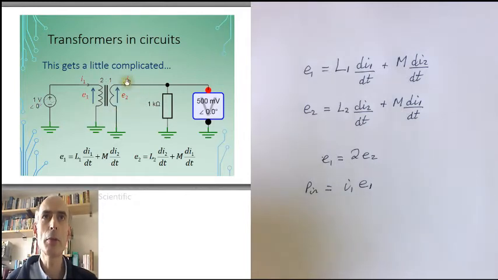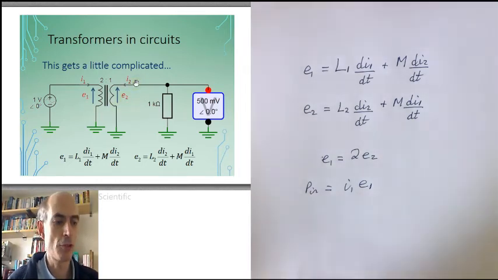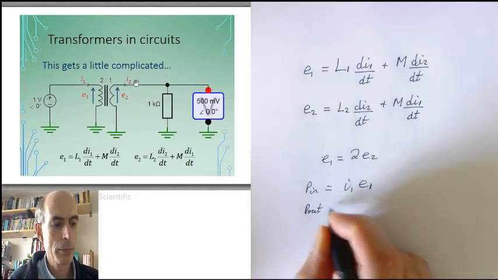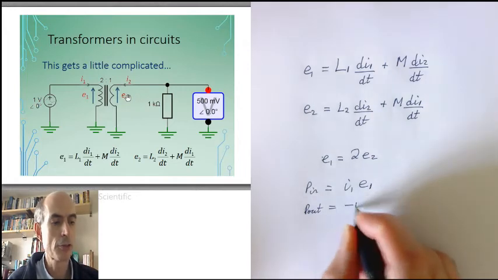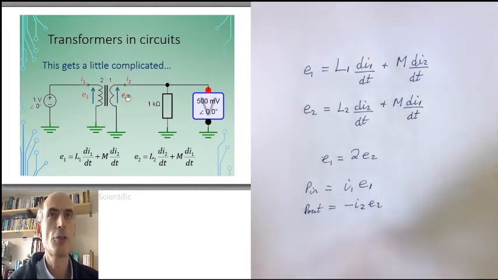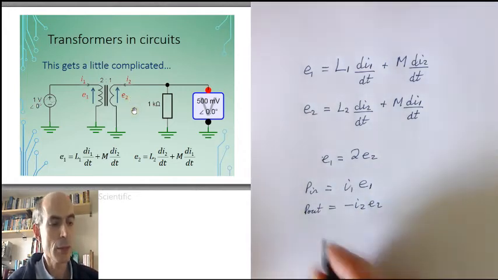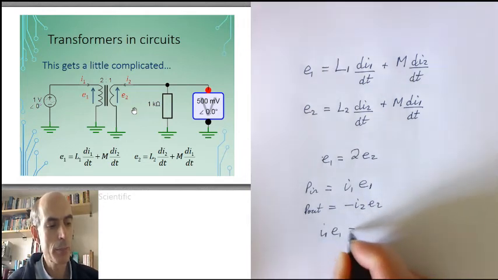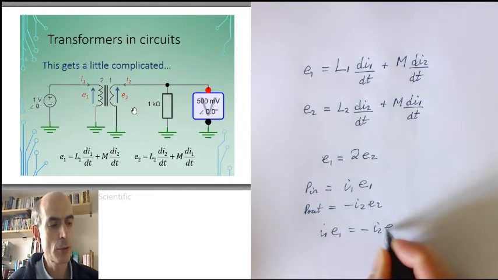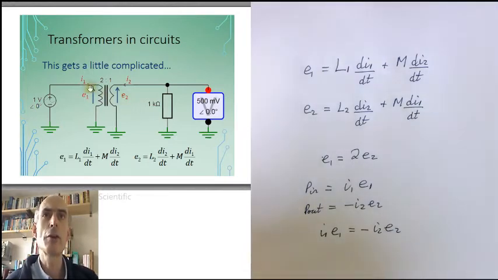Well, the power that's coming into the secondary side is I2 times E2, so the power that's going out must be minus I2 times E2. Power leaving the transformer on the secondary side: minus I2 E2. Therefore, we have I1 times E1 equals minus I2 E2 in the directions that I've labelled the currents in this diagram.